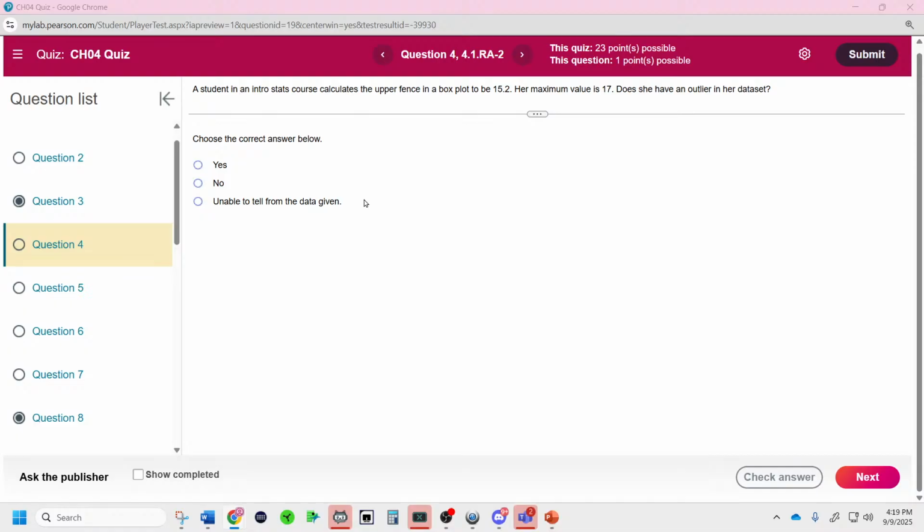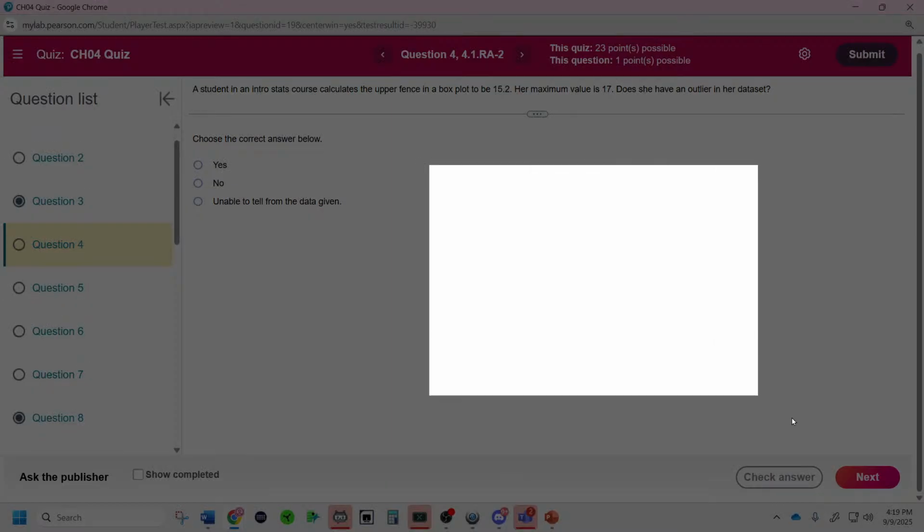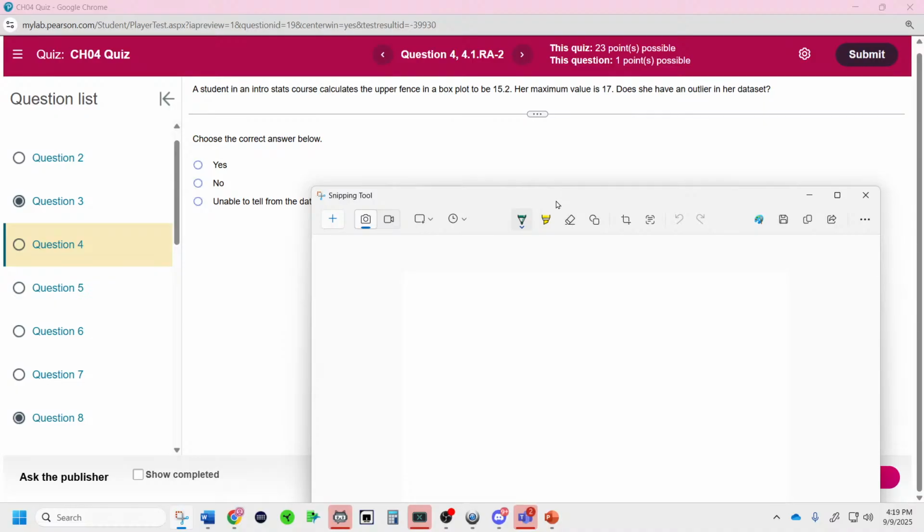Student in intro stats course calculates the upper fence. Her maximum value is 17. Does she have an outlier? Well, when is something an outlier? The fence is what dictates outliers. So when you're doing a box plot, the fences are 1.5 IQRs. Usually you do it this way: you go 1.5 IQRs above. So they're saying the upper fence is here at 15.2.